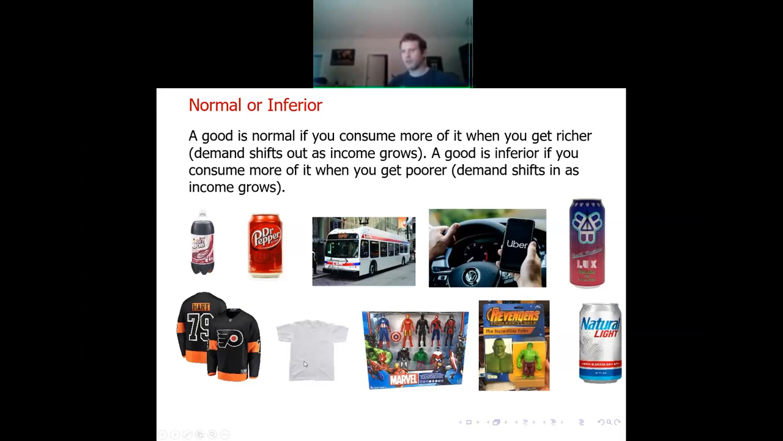The more money I have, the more likely that I am to buy soda. So I'll probably buy more Dr. Pepper. Okay. SEPTA buses in particular, I would probably consume less SEPTA buses the richer I get. It's not a great service, no offense to SEPTA, but I don't think I would want to ride the bus if I didn't have to.